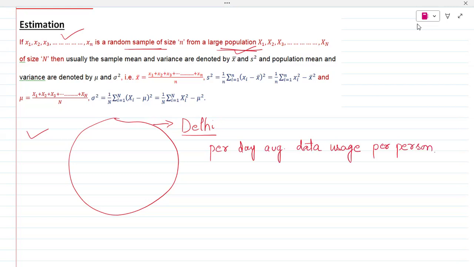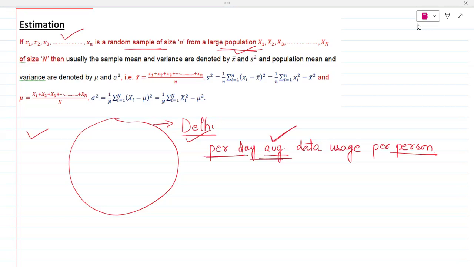That means, on an average, how much data a single person, he or she, is using. I repeat, on an average, each citizen of Delhi, how much data is he using? I want to estimate this thing.